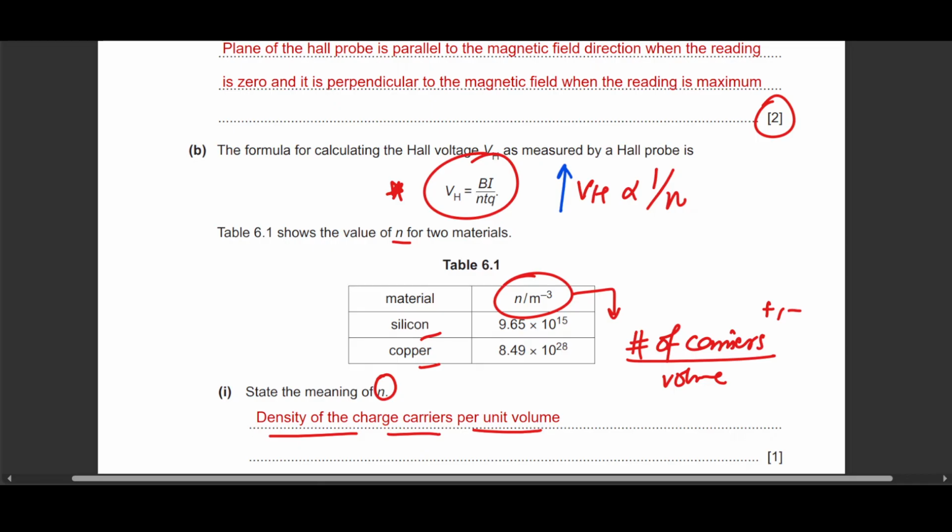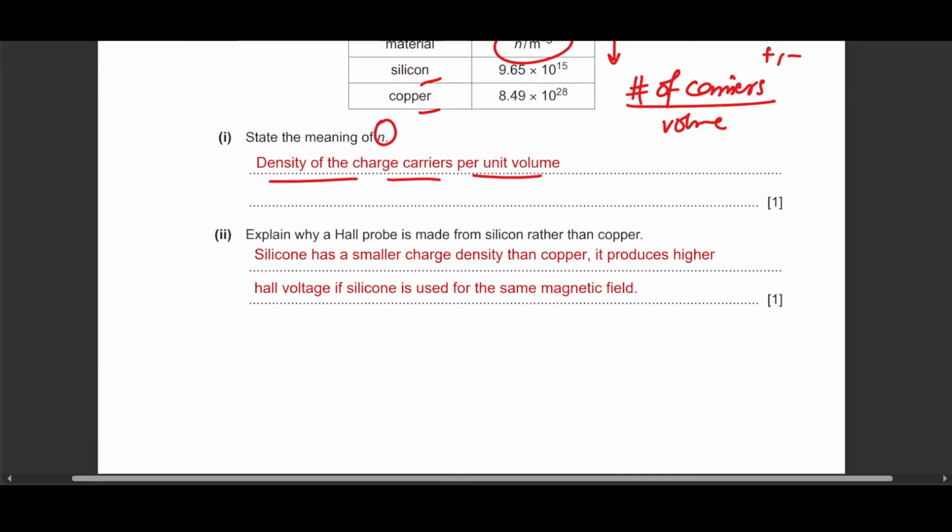We want it to react to the smallest number of changes. So I can only do that if it's a question about choosing material. So I have to reduce the number of N, the number of charges. Only then will I get the higher voltage. That is why, since they're inversely connected, I will choose silicon.